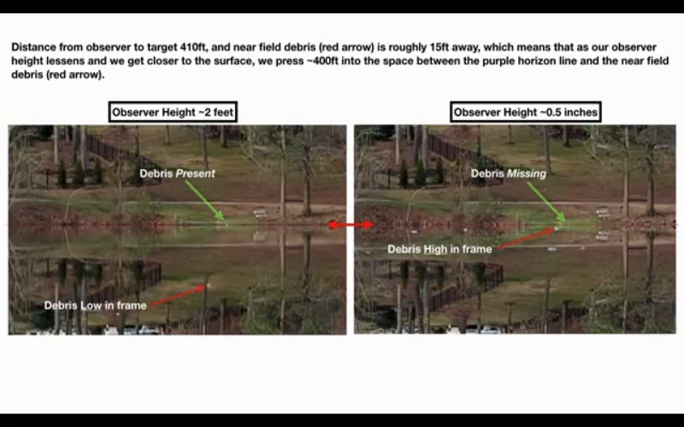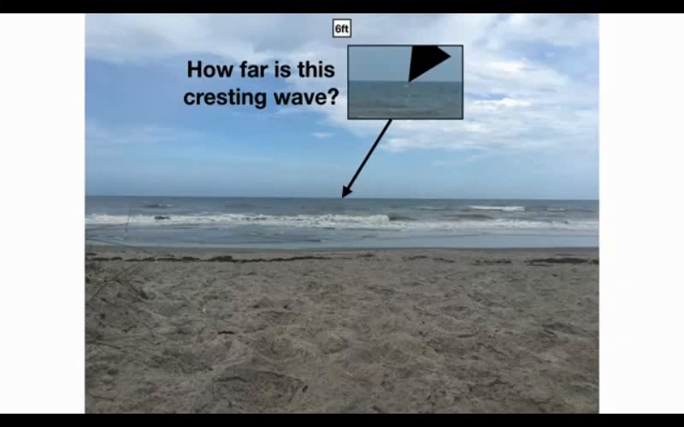The distance between myself and the debris on the other side is 410 feet, so I am cramming 400 feet of information between the red tip of that arrow and the purple horizon line, which is a lot of information. And so what ends up happening is that your horizon shortens along the lower field, and whatever is there disappears into essentially a gap that's formed.